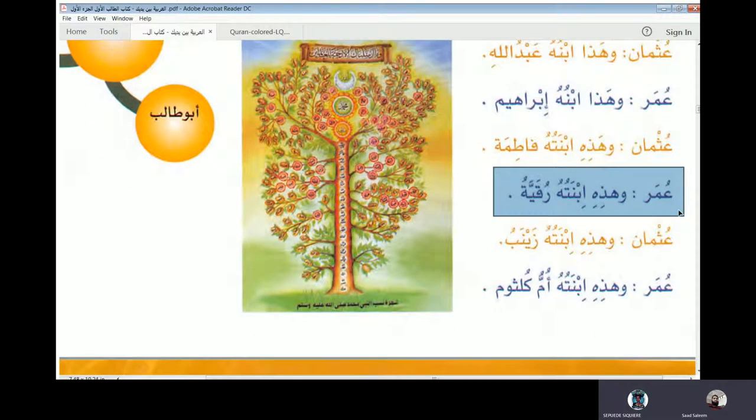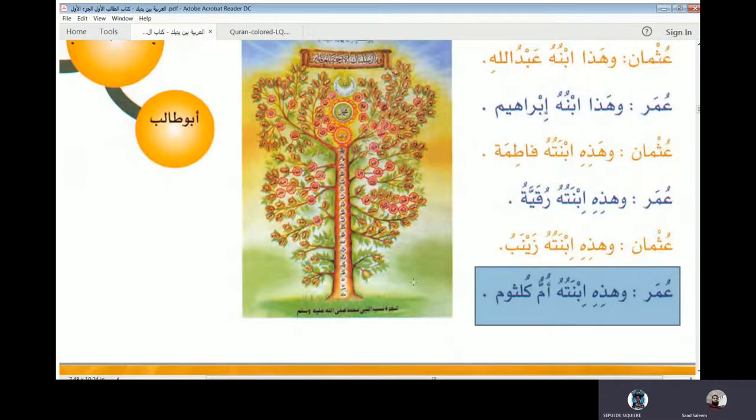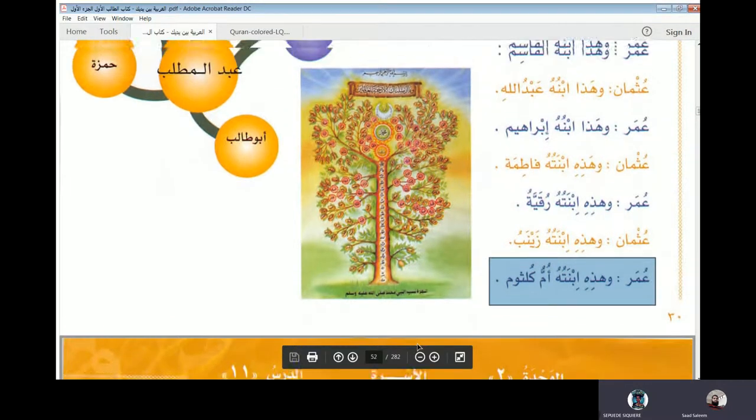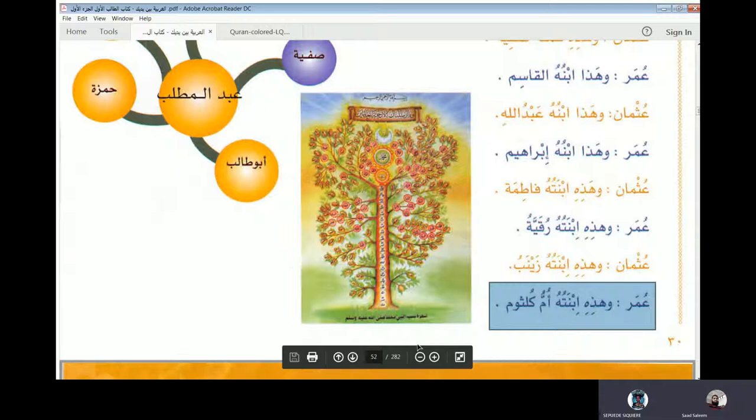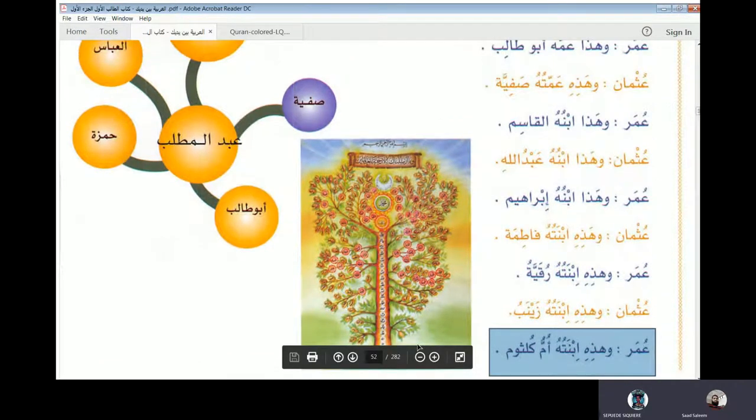Wahadhihi ibnatuhu Ruqayya. And this is his daughter, Ruqayya. Wahadhihi ibnatuhu Zainab. And this is his daughter, Zainab. Wahadhihi ibnatuhu Umm Kulthum. And this is his daughter, Umm Kulthum.